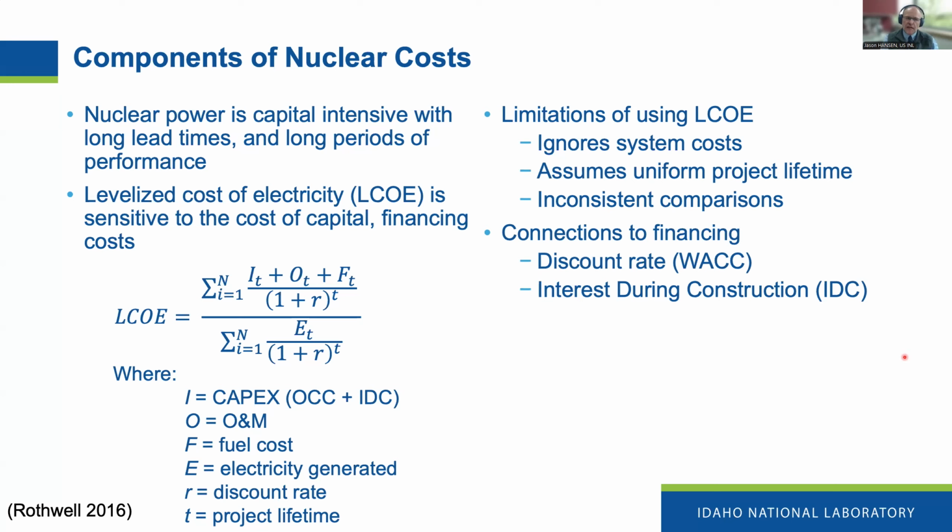First of all, levelized cost of electricity ignores what we refer to as system costs. So things like the quality of the electricity on the grid, in terms of the frequency on the grid, it ignores that. In terms of the availability of reserves, it ignores that. So we have to be conscientious of what those limitations are when we use LCOE as a metric of comparison.